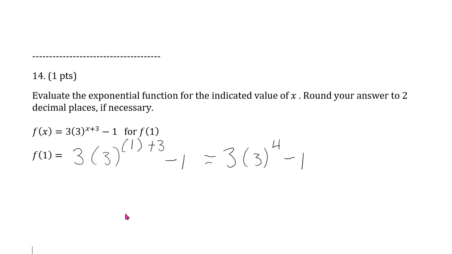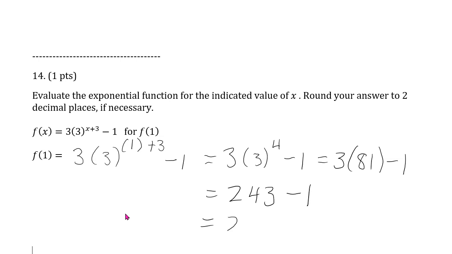The next thing that has to happen by order of operations has to be the exponent. That happens before multiplication. 3 to the 4th gives me 81. Then I have 3 times 81 minus 1. Multiplication happens before subtraction, so I take 81 times 3, which is 243, minus 1, which finally gives me the final answer of 242. I hope that this video will help you to solve the problems in your homework on graphing exponential functions.